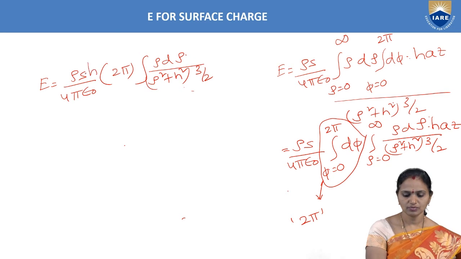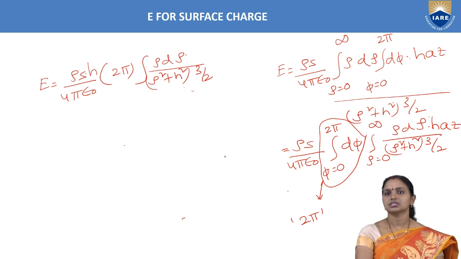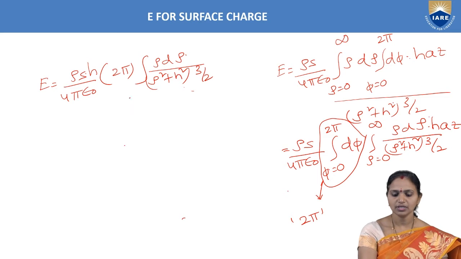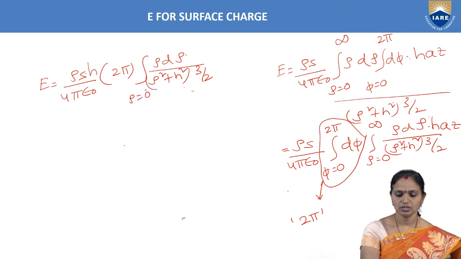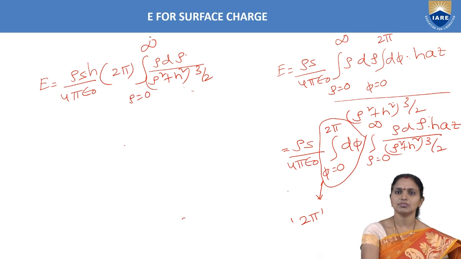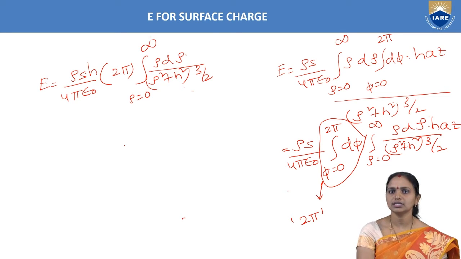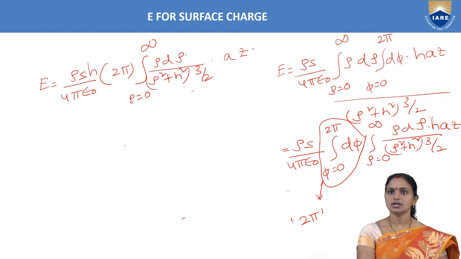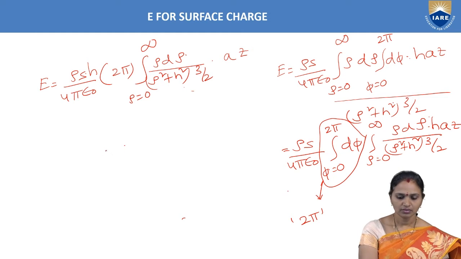h I am taking out of this integration because h is the distance. If you move along z axis, h value will vary. Now here the integration is with respect to rho, so with respect to rho we can take h as constant. That's why I am taking h out of the integration. Then it is rho d rho divided by rho square plus h square whole to the power of 3 by 2. This entire component is along z axis.